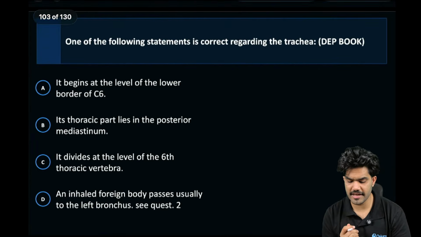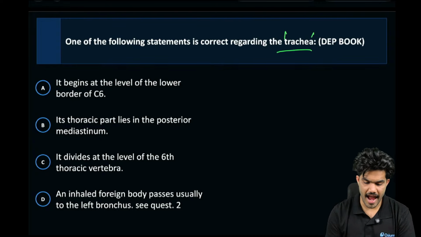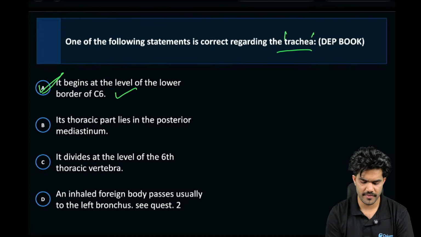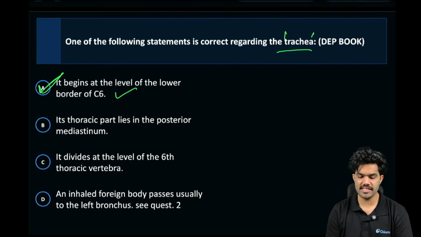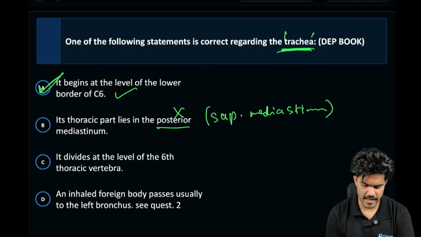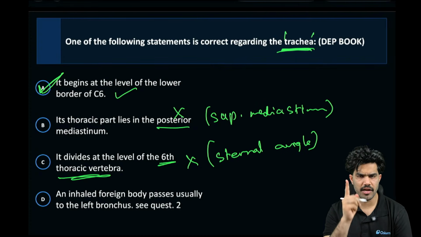One of the following statements is correct regarding the trachea. It begins at the level of the lower border of the cricoid. Yes, it is correct. So the answer will be A. But let's see the other options. Thoracic part lies in the posterior mediastinum? No, it is lying in the superior mediastinum. It divides at the level of the 6th thoracic vertebra? No. At which level? Sternal angle. I will not write sternal angle again and again. Disc between T4 and T5.